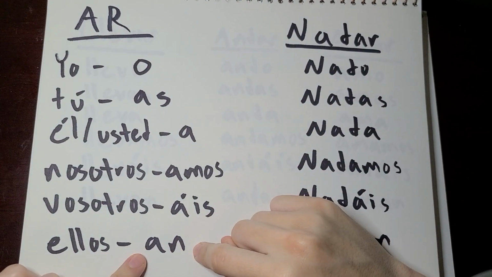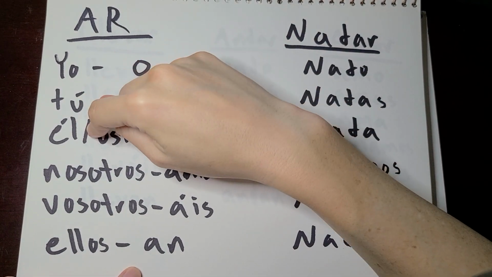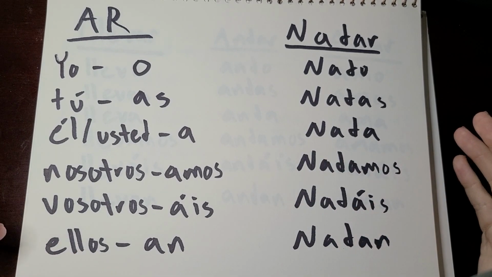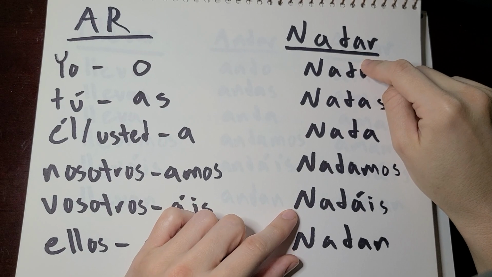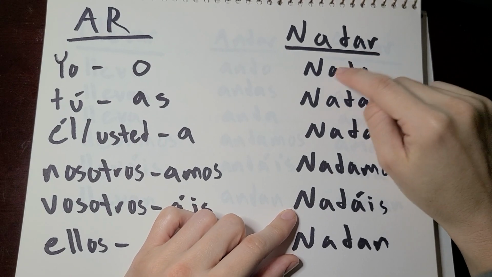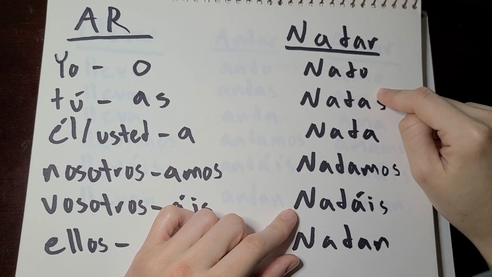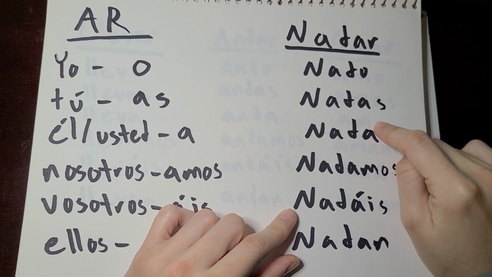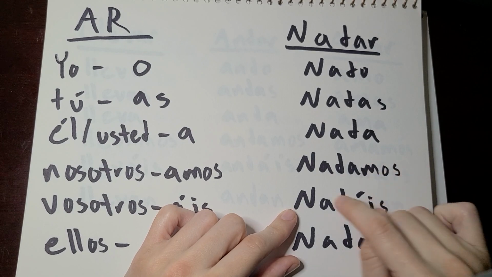AR becomes AN. So you have a similar thing going on with the third person and with the ellos, as far as ustedes is used in both cases. So now let's just look at conjugating one verb, nadar, which means to swim. Nado, that means I swim. Nadas, that means you swim. Nada, that means he or she or usted swims.